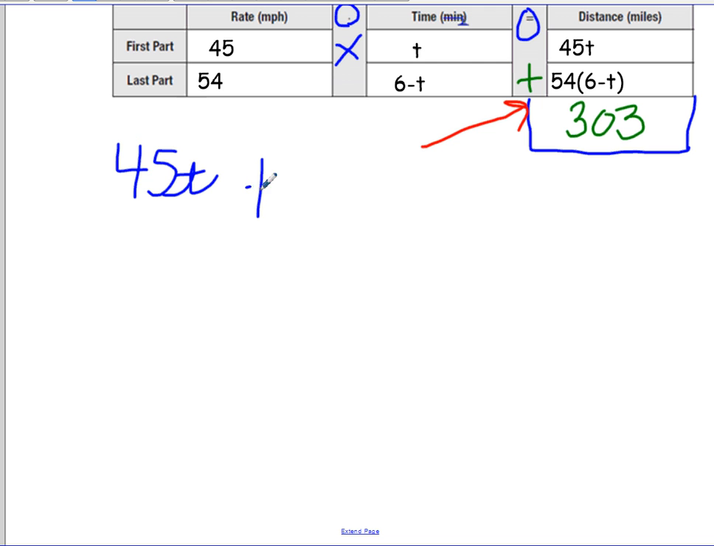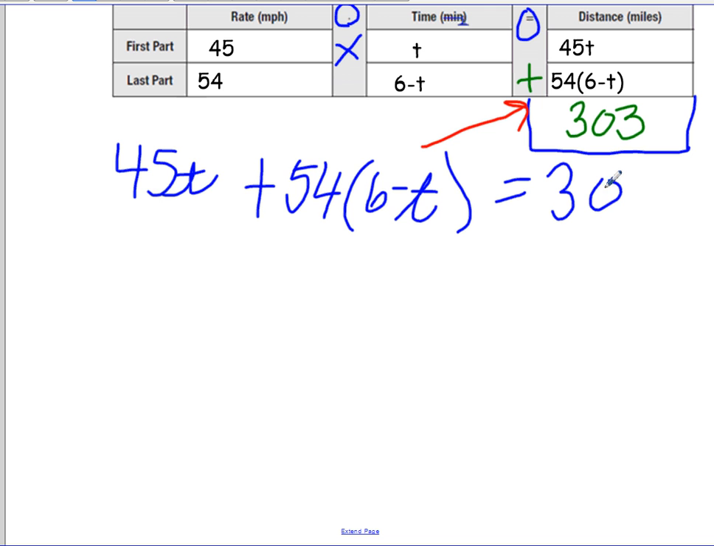And we're adding to it the part from our second, which is 54 miles per hour times the difference of a total of 6 hours minus the time from the first part, and the sum of those distances needs to be 303 miles. So now it's an equation that you know how to solve. We've worked with these kinds before.